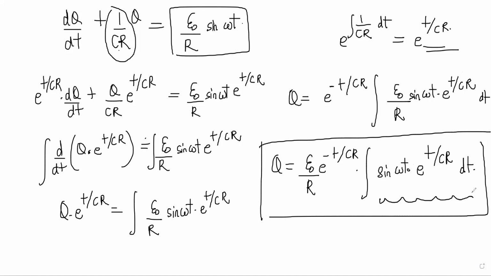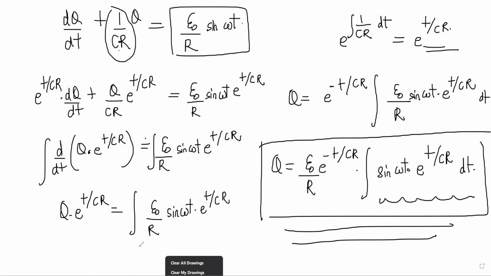Just write this down so that we can refer back to this again: E naught by R e power minus t by CR, integral of sine omega t e power t by CR. Written? Yes, I wrote it.